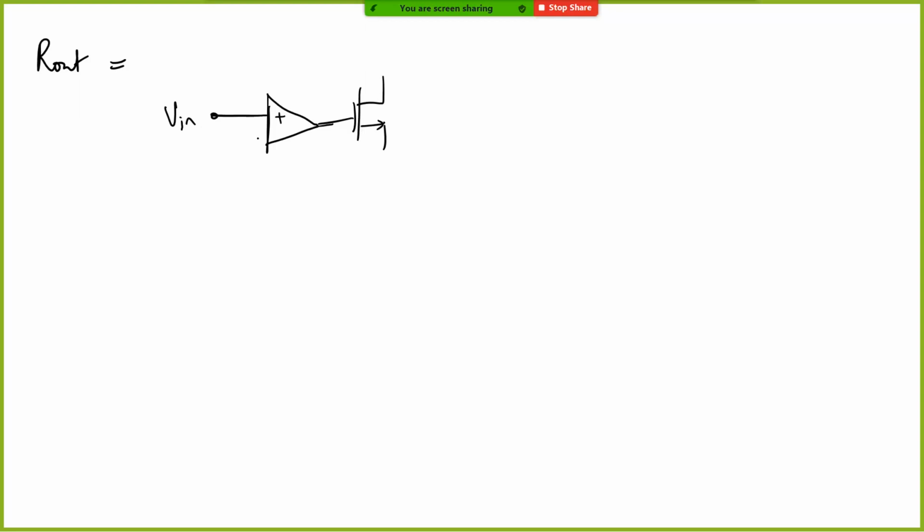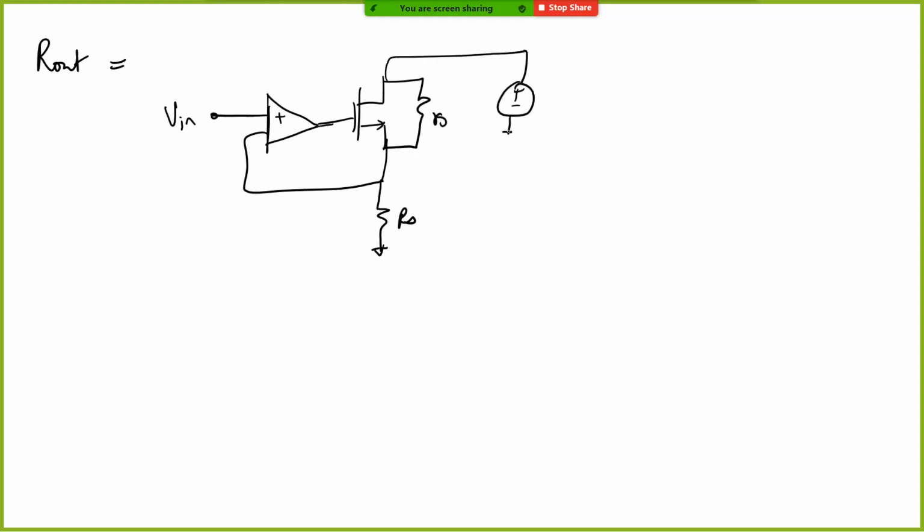This is V in, RS. Of course, you have R naught. You give a test voltage source, VT, measure IT, right? And basically, you write the expression. So basically, R out becomes something like this. Becomes R naught plus RS plus (A plus 1) times GM R naught into RS.